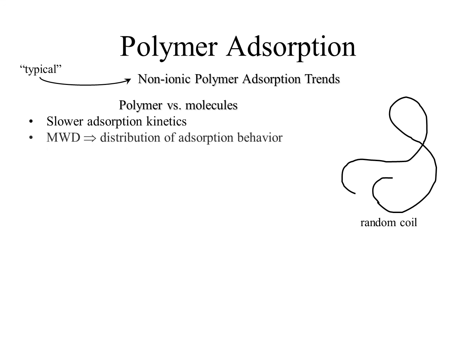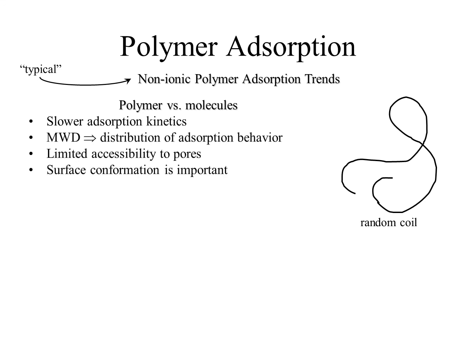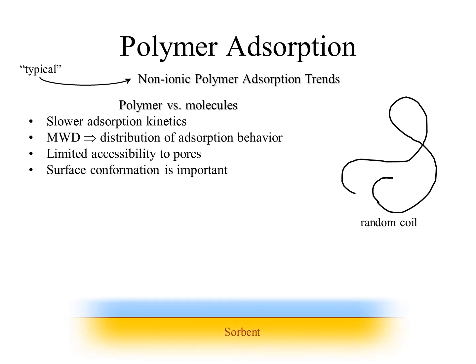Also, because there is a distribution of molecular weights in the polymer sample, this means there will be a distribution of adsorption behaviors. Some other aspects of polymer adsorption we will go over are the effects of pores and the conformation of the polymer at the surface. To begin with, let's quickly go over some terminology.